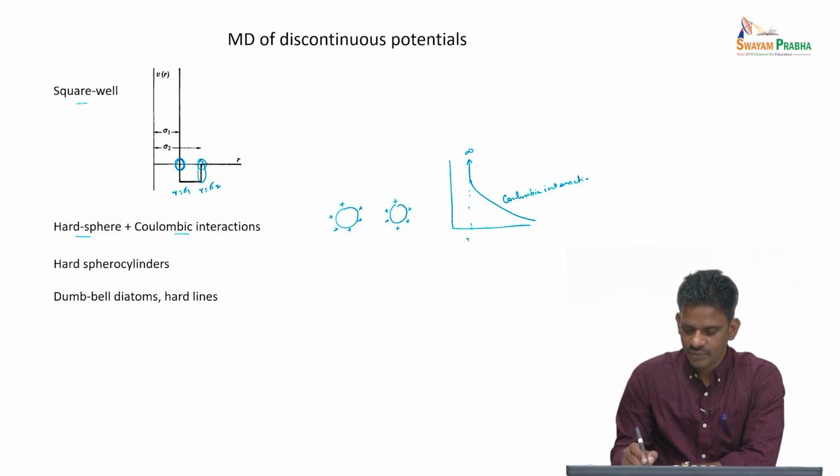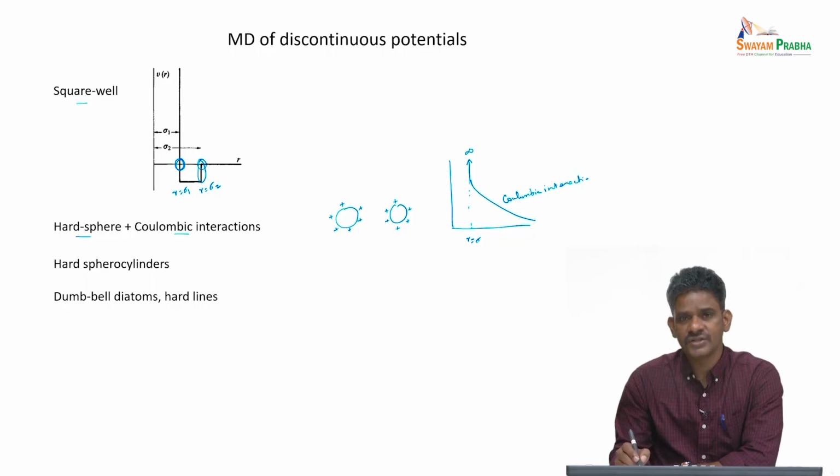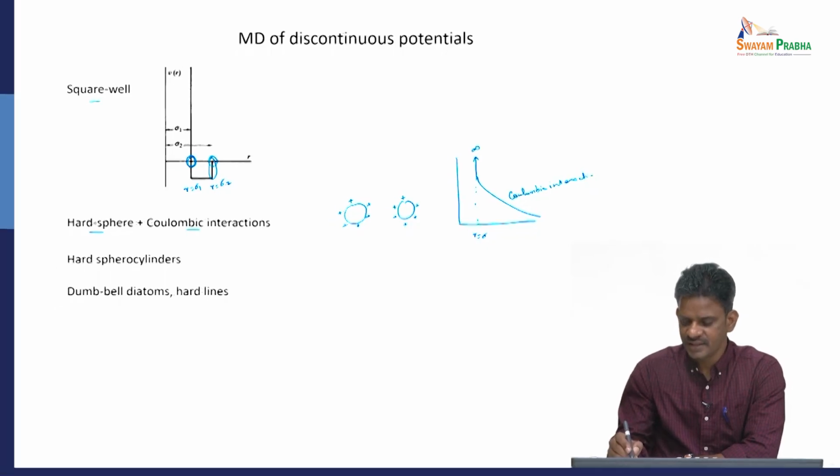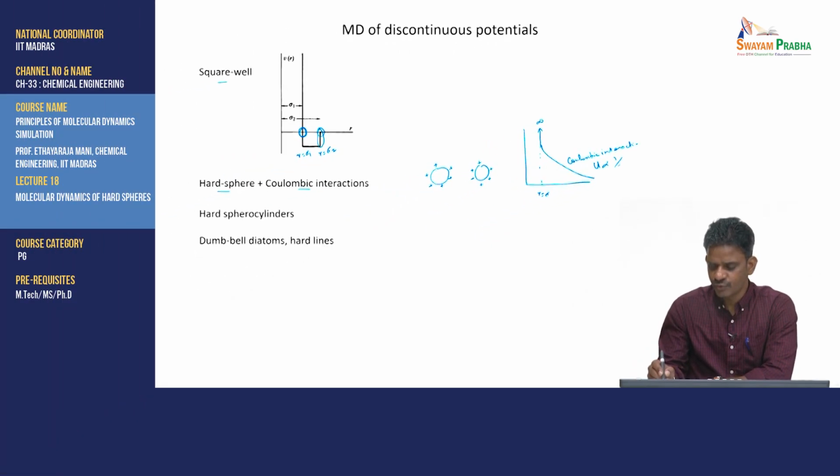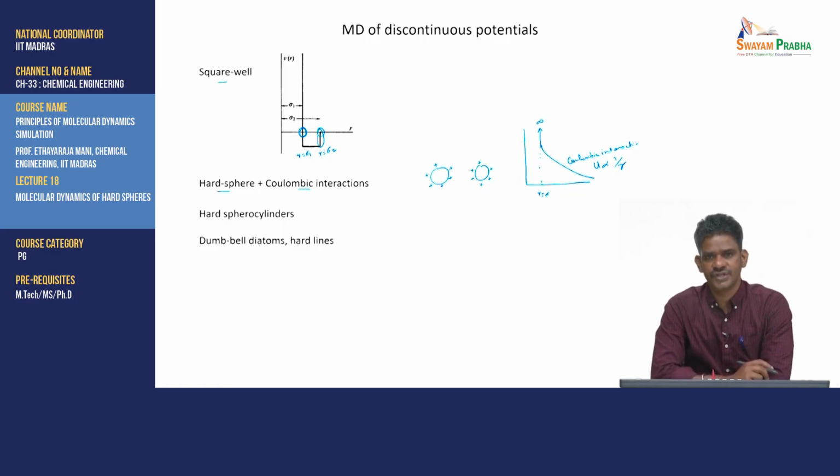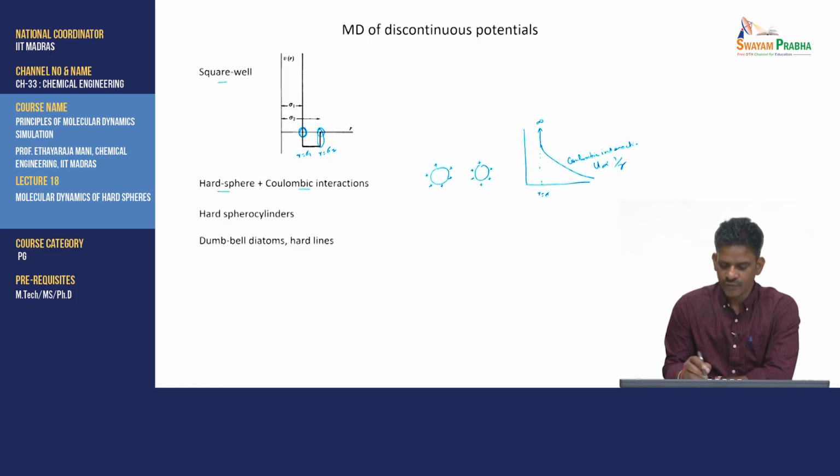So, up to r is equal to sigma, the potential is infinite, but once you go beyond r is equal to sigma, it forms a very nicely decaying u proportional to 1 by r, which is easy to differentiate. Okay. So we have to be careful when you have such a combination of hard sphere and soft sphere combinations.